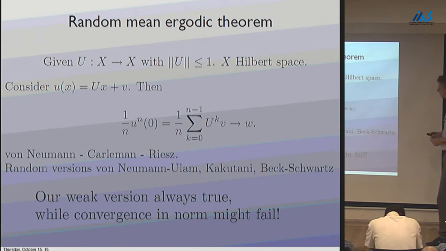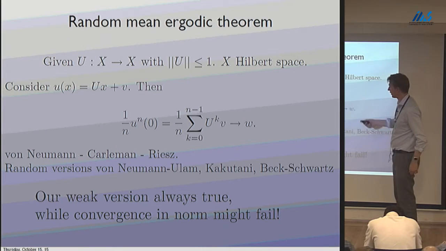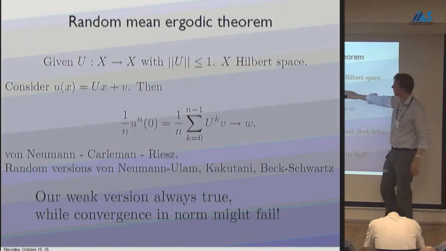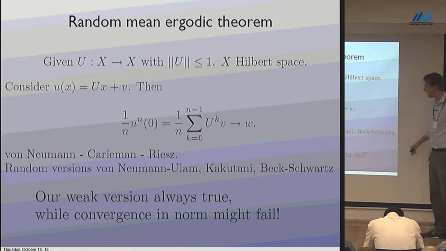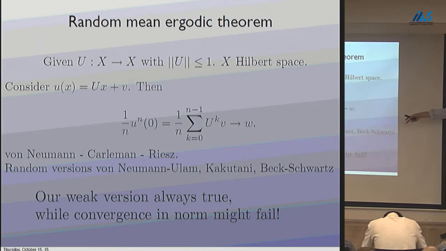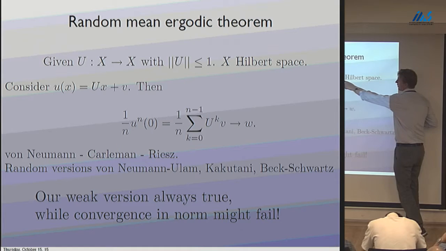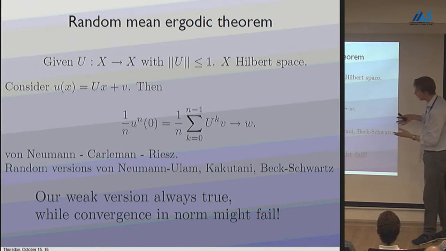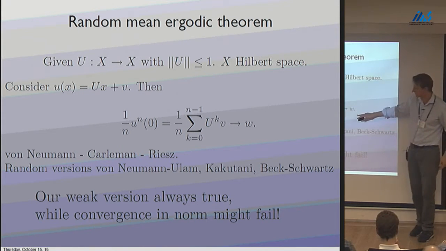which is the first ergodic theorem of von Neumann, and also Karlsson around the same time, and Riesz, who made this extension to not necessarily unitary operators, and there have been random versions. But we provide an almost as good random mean ergodic theorem as the one in Beck-Schwartz. One point I want to make is that our result is as general as you can imagine, weak enough to be always true, but strong enough that when you have an additional nice structure of the metric space, or in this case the Banach space, you still have some kind of weaker convergence than this, because this is not true for all Banach spaces.